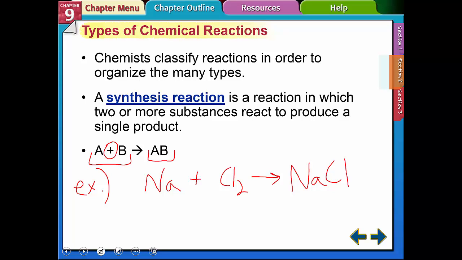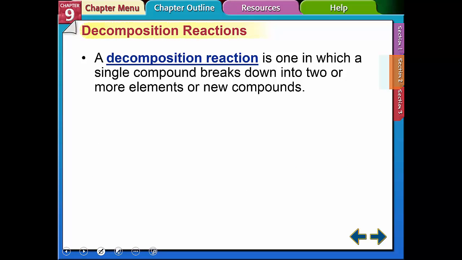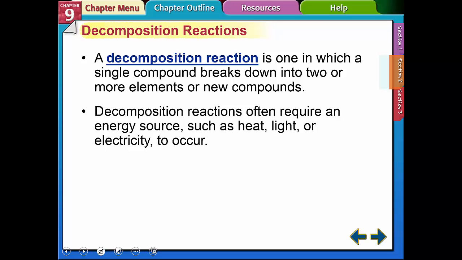Okay, now the opposite of that, the reverse of a synthesis reaction, is a decomposition reaction. So if you think about the word decomposition, it's one thing breaking down into two or more things. In the case of chemistry, a single compound, and it has to be a compound, will break into either two or more new compounds or elements. And in order for a compound to decompose, it doesn't just decompose on its own. It requires some sort of heat or light or electricity in order to occur.